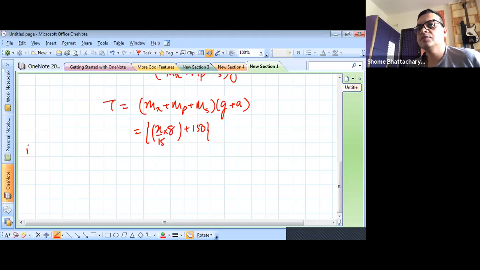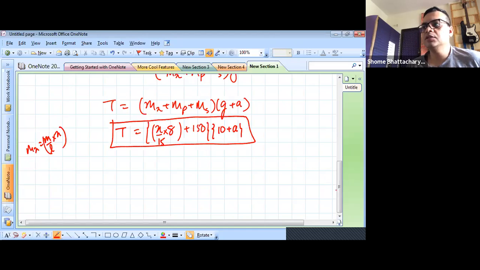Okay. Mass of that section will be m by L into x like that. So mass of the string was 8 kgs into g plus a. So that is 10 plus a. This is the tension.